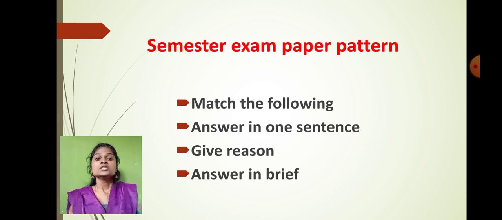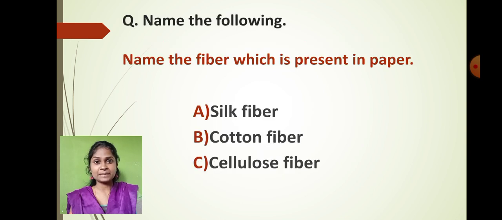Is that clear? So even for the give reason and even for the answer in brief and answer in one sentence, there will be option A and option B. So you have to identify the correct option and you have to click on that. So even give reason and brief answer, you don't have to type anything. We will give you the option which one is right. So whatever option you feel right, you have to click on the right option. Is that clear? So let's see what kind of questions are going to be there for your examination.